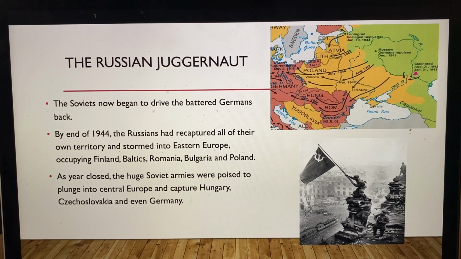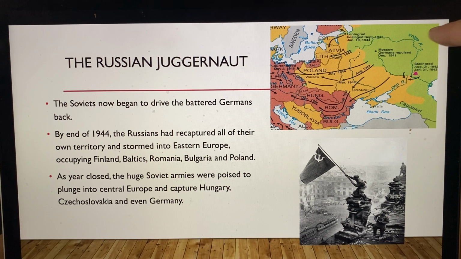The Russian juggernaut. So now the Russians are on the offense. They are going to drive these Germans out of their country. The Soviets now began to drive the battered Germans back. By the end of 1944, the Russians had recaptured all of their territory and stormed into Eastern Europe, occupying now Finland, the Baltics, Romania, Bulgaria, and Poland.